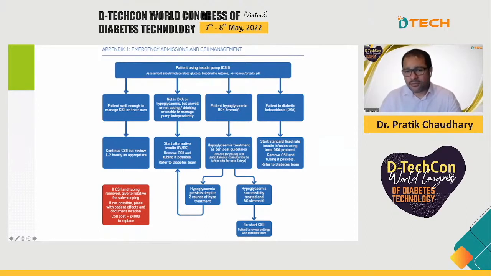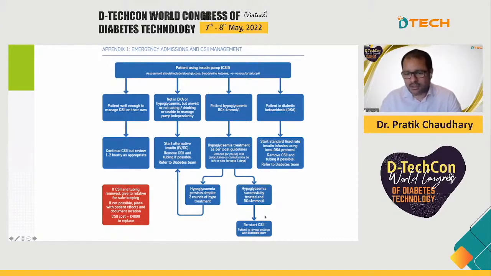If the patient is hypo, of course, treat the hypoglycemia and pause the pump. If you know how to do that, then that's sensible. It's not essential, but temporarily for about an hour, pause it. And if the hypoglycemia persists despite two rounds of hypo treatment, take them off the pump and go back to IV insulin, IV dextrose, whatever you need to do to manage that.